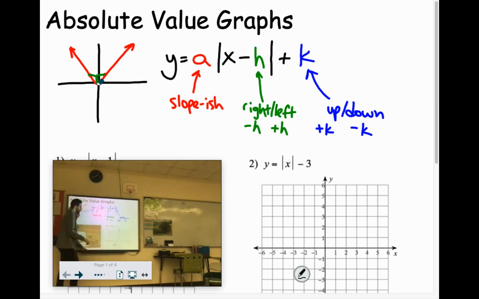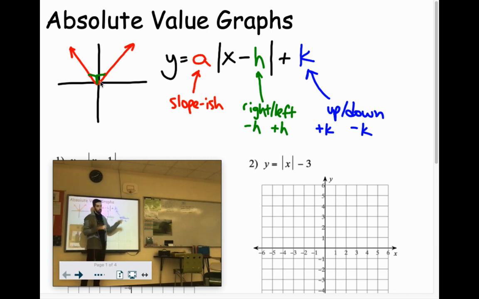So if you ever have something grouped in the absolute value symbols with the x, that is a right and left translation, a horizontal translation. So if it says minus some number, you're actually going to shift your V to the right that many places. If it says plus h, you're going to shift it left that many places.